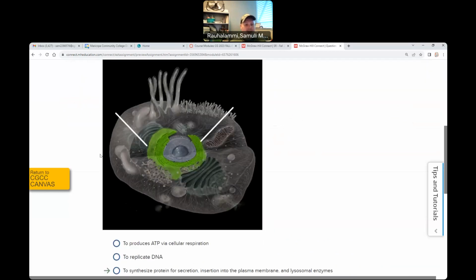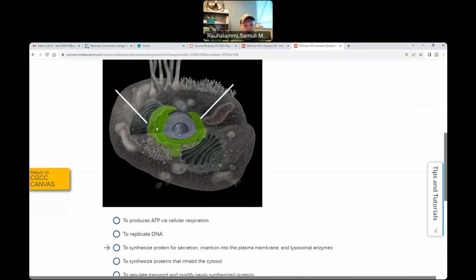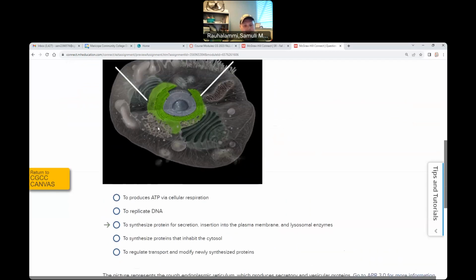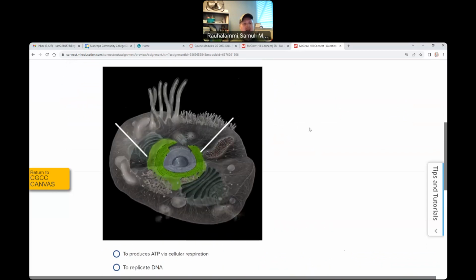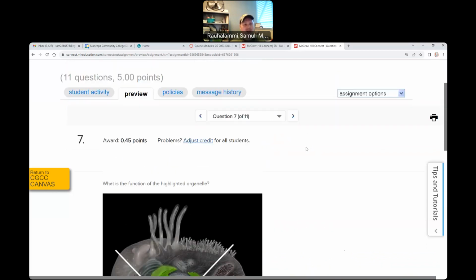What we're seeing here on this highlighted structure is the endoplasmic reticulum. And when asked about the functions, the correct option is that this is where we're synthesizing protein for secretion, insertion into the plasma membrane, and lysosomal enzymes. So a good structure in that sense as well for us to see.